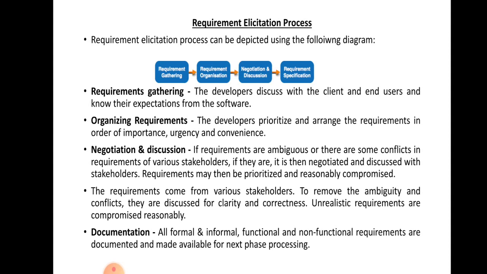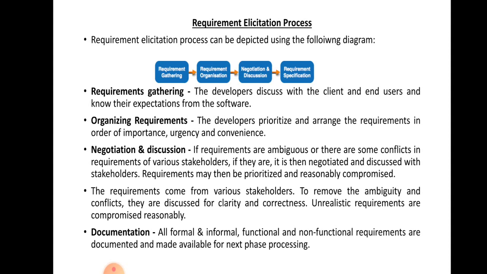Next one is negotiation and discussion. If the requirements are ambiguous or there are conflicts in the requirements of the various stakeholders, then they have to be negotiated and discussed with the stakeholders. Then the requirements may be prioritized and reasonably compromised by the software developers. The final one is specification, which is nothing but documentation.